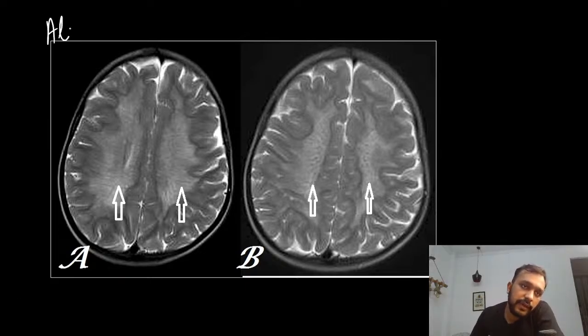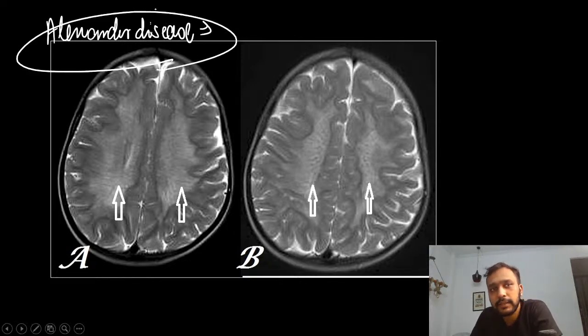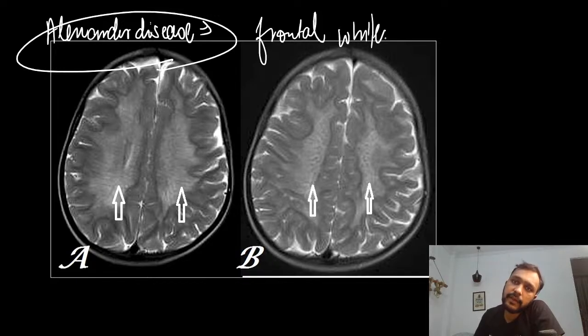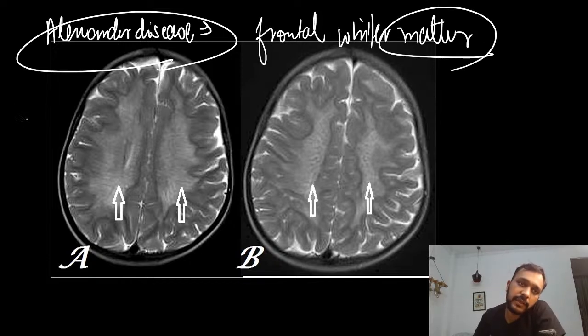Now guys, let us talk about other leukodystrophies. So guys, what are you going to find in Alexander disease? Anyone? Very good. It has a frontal dominance. You are going to see hyperintensities in the frontal white matter in Alexander disease.